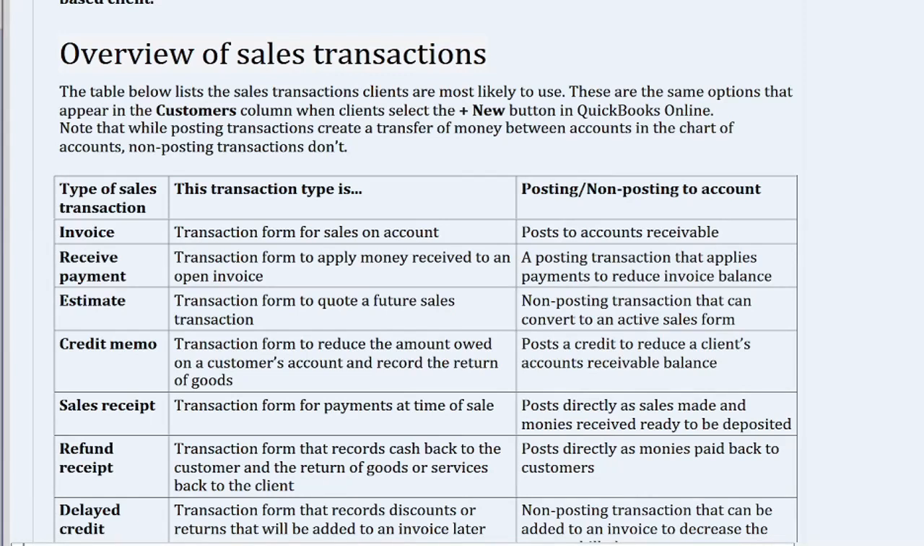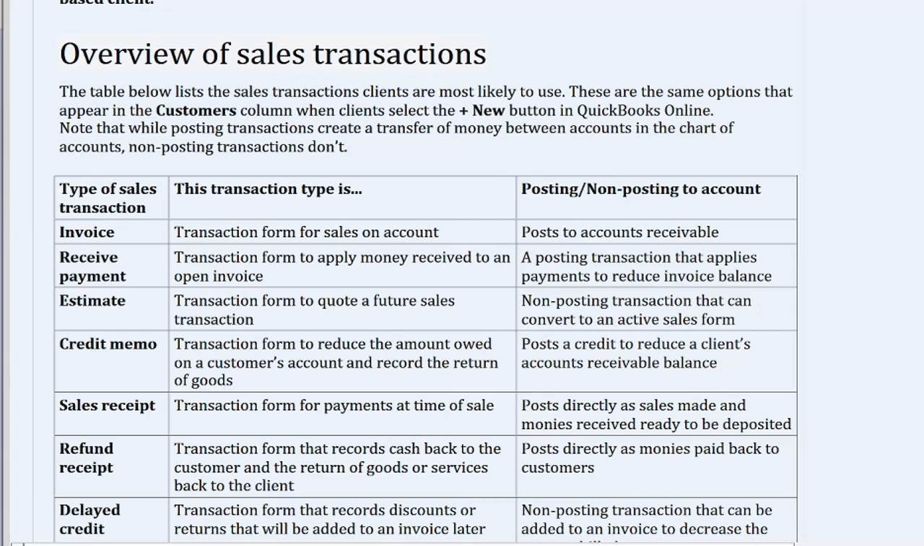Invoice. Transaction form for sales on account. Post to accounts receivable. Receive payment. Transaction form to apply money received to an open invoice. A posting transaction that applies payments to reduce invoice balance. Estimate. Transaction form to quote a future sales transaction. Non-posting transaction that can convert to an active sales form. Credit memo. Transaction form to reduce the amount owed on a customer's account and record the return of goods. Post a credit to reduce a client's accounts receivable balance.